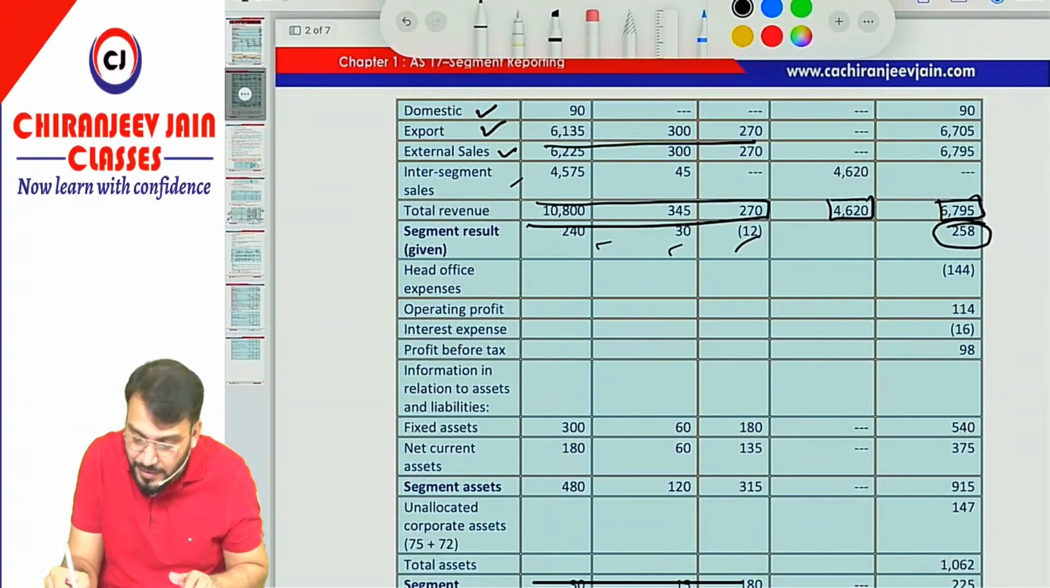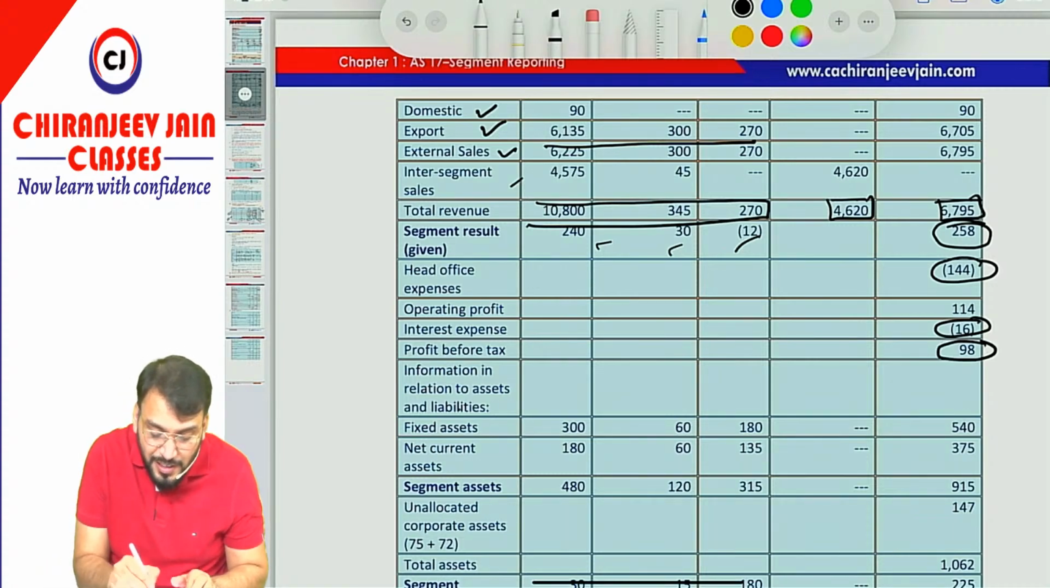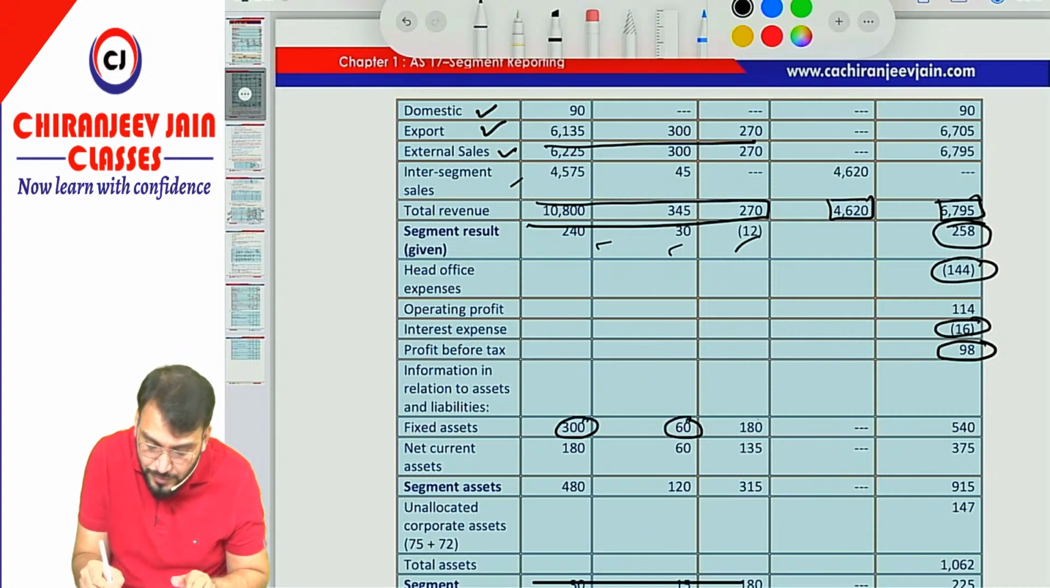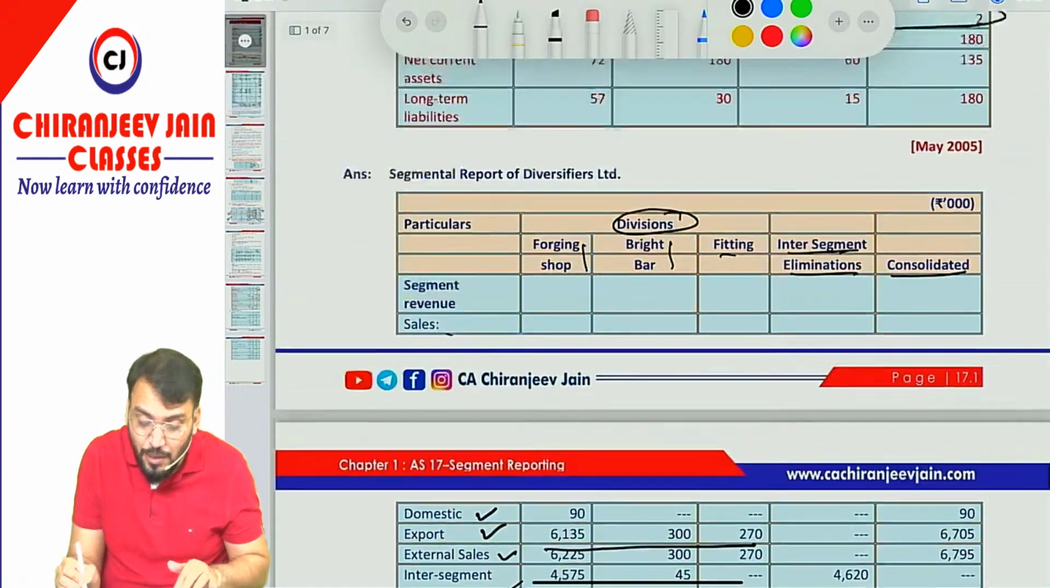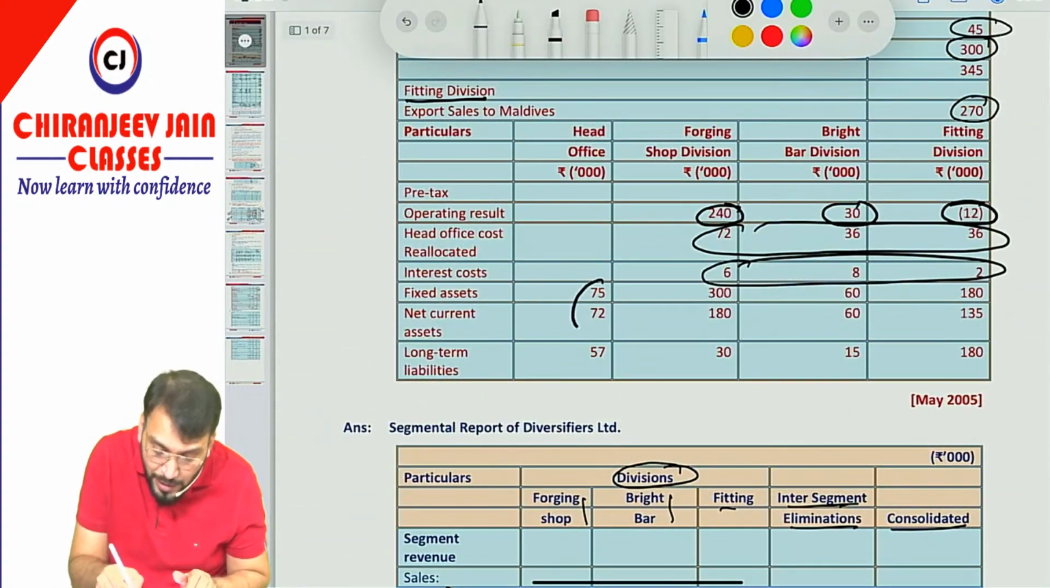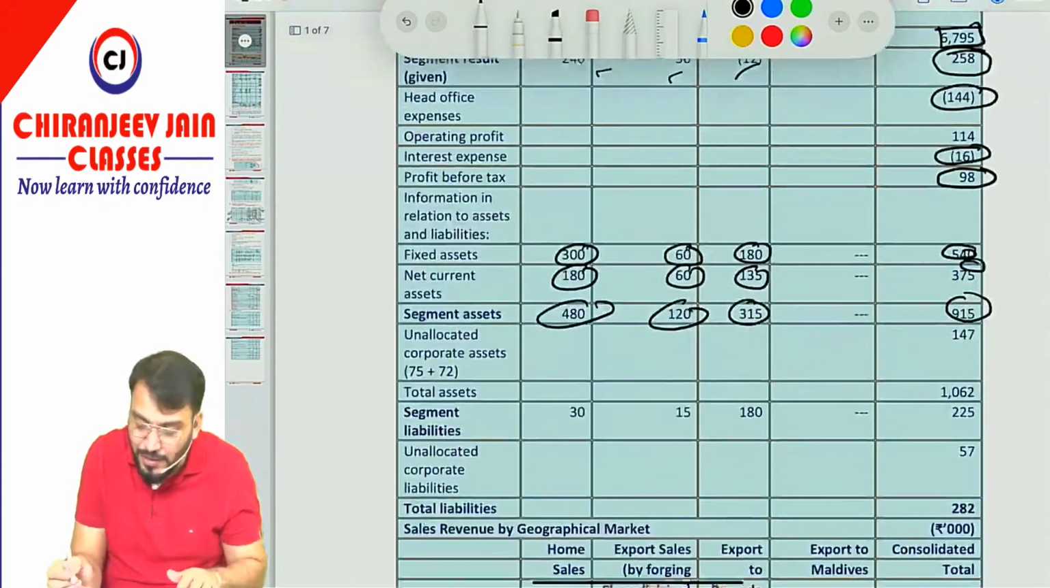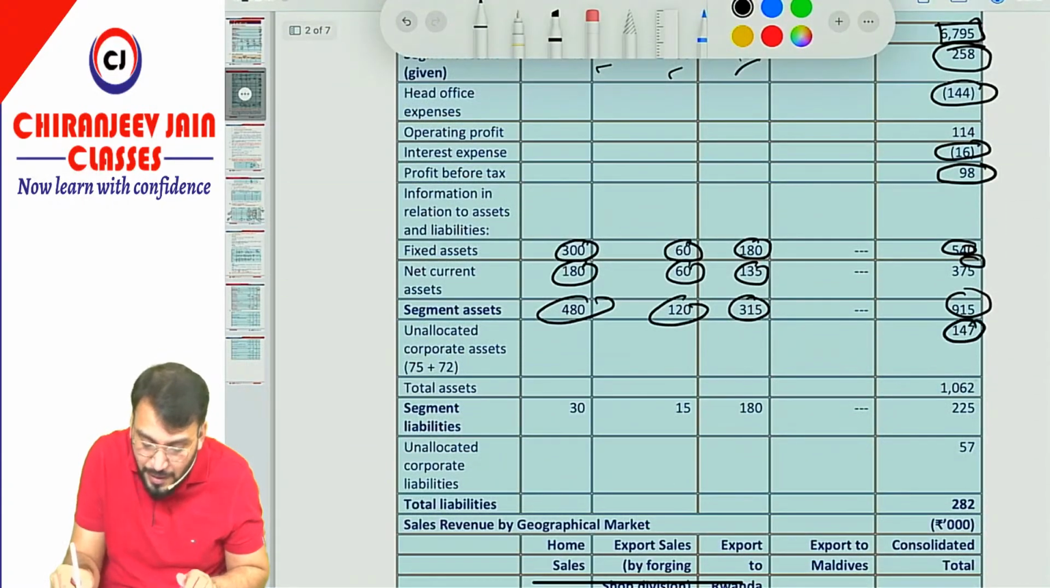You can see they have deducted head office expense, then interest expense, this becomes profit before tax, and this will be reconciled. Then information related to asset and liability: they have given fixed assets segment wise, non-current assets segment wise, this becomes total segment asset. Now they have given unallocated asset also, fixed asset and non-current asset, that will be added as unallocated asset, so they have added that, this becomes total asset.